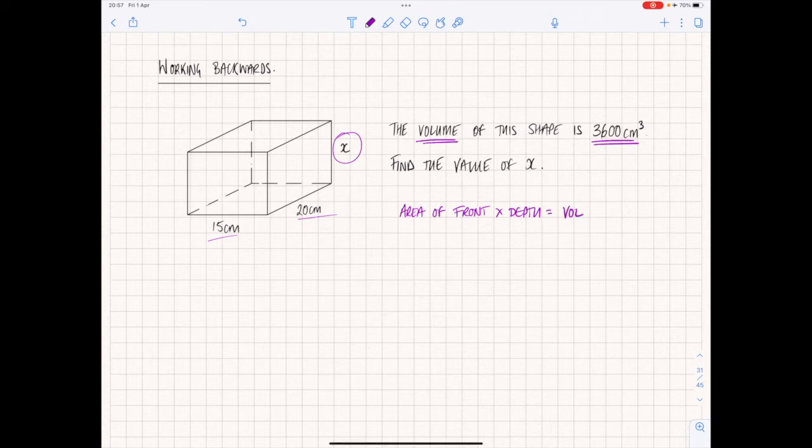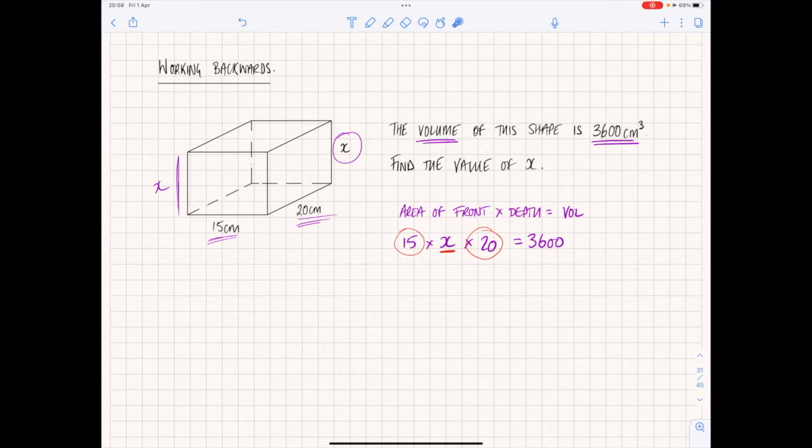Let's substitute in what we actually know. I can find the area of the front by doing 15 times by the height, and the height in this case is x, so times by x, and then times by the depth here, which is 20, and that is equal to 3,600. The question is therefore asking me to find x. Now, I can still do 15 times 20 here. Because that's all times, it doesn't matter what order I put that in. I could do 15 times x times 20, or I could do 20 times x times 15, or I could do 15 times 20 times x. It actually makes no difference which way around you do it.